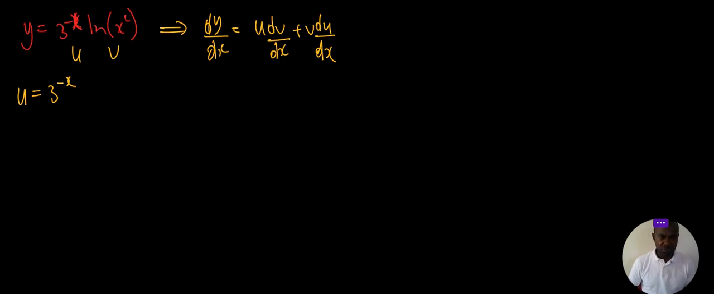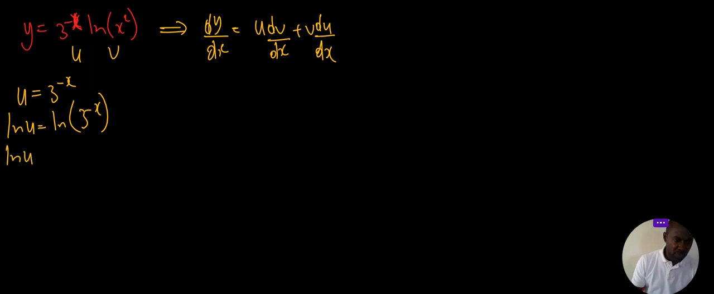We first take natural logs of both sides. So taking the natural log of both sides, we see that ln u is equal to ln of 3 to the minus x. From the laws of logarithms, when you take the log of something raised to a power, you can bring the power down and multiply by it. So we get ln u is equal to minus x times ln 3.